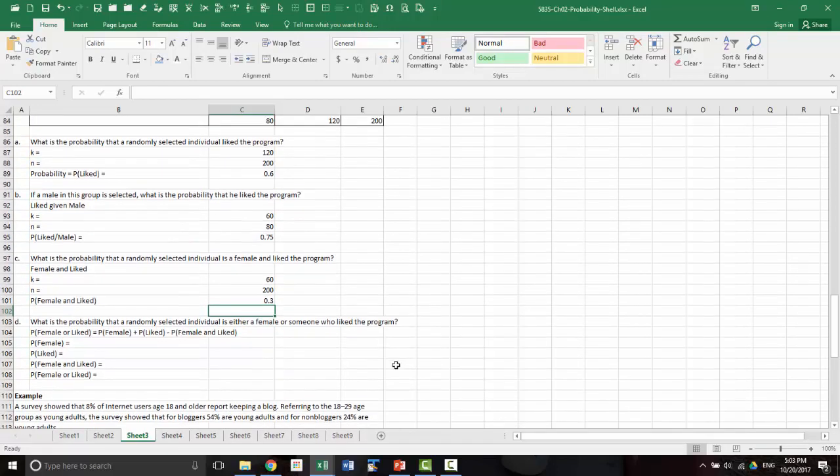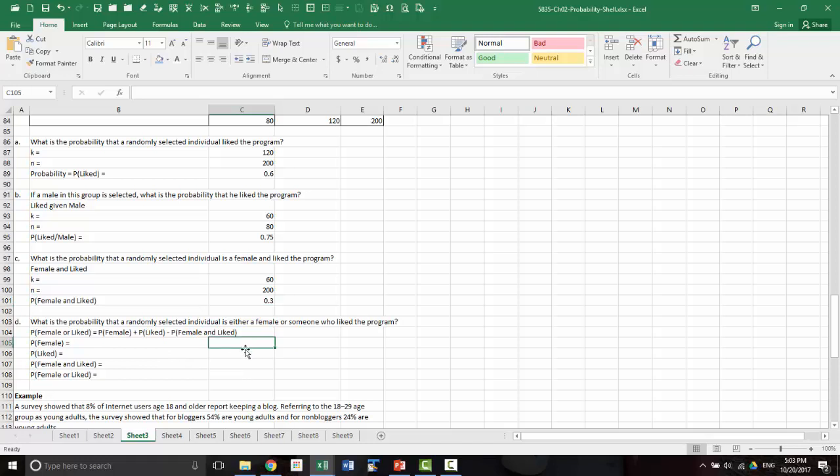What is the probability that a randomly selected individual is either a female or someone who liked the program? So this is either-or, so that's our union. So female or liked is probability of female plus probability liked. Remember the addition rule. So now when we add these two probabilities, we have double counted the intersection. So we have to take one of those double counts out.